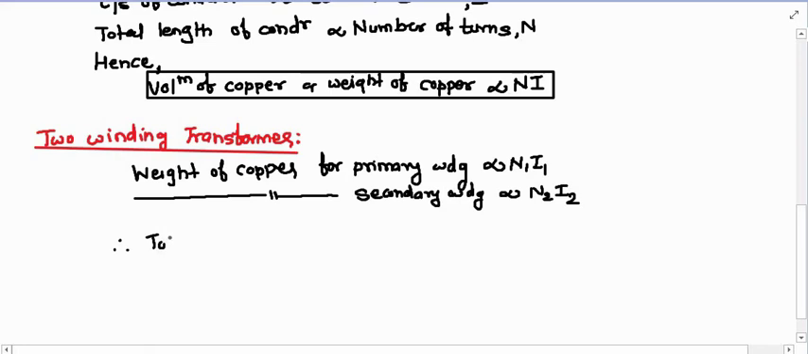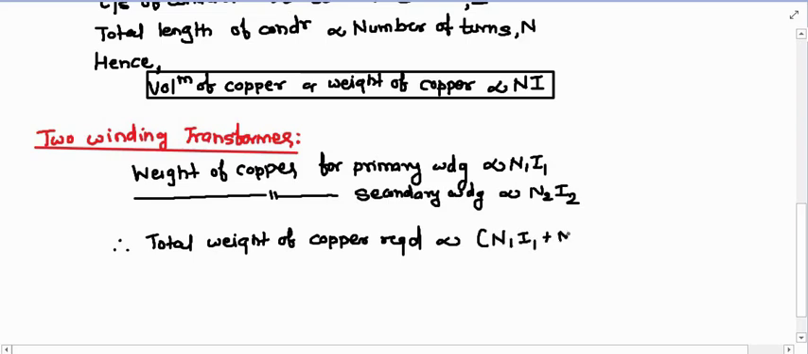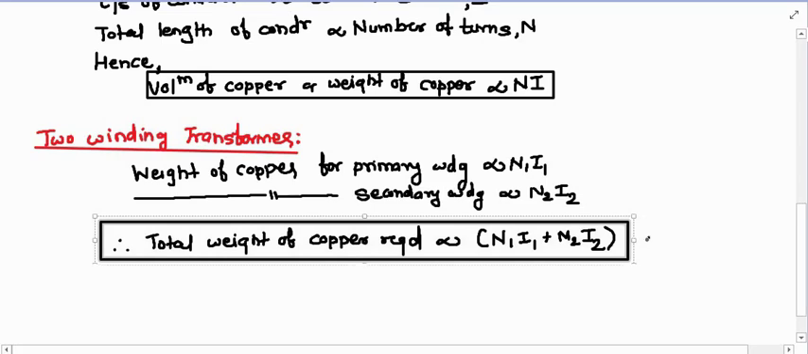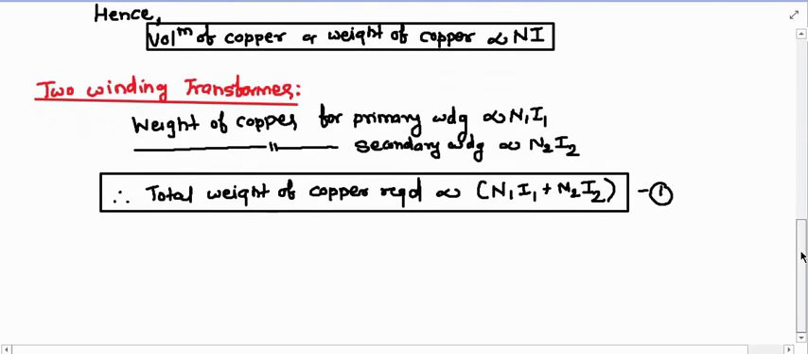Therefore, the total weight of copper required for a two winding transformer is proportional to N1 I1 plus N2 I2. Let us give this as equation number 1. Afterward, we will compare the weight of the two winding transformer with the auto transformer.